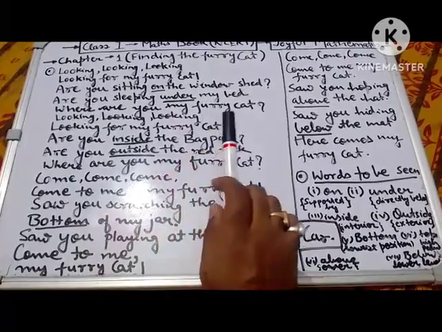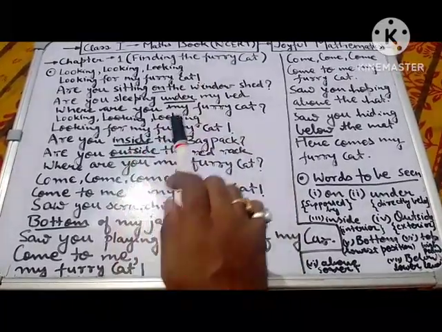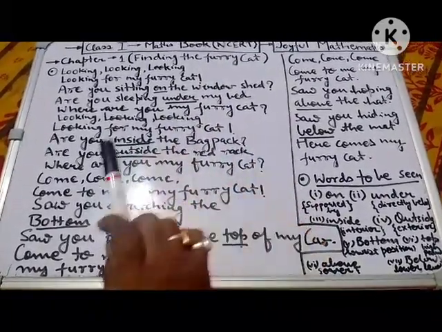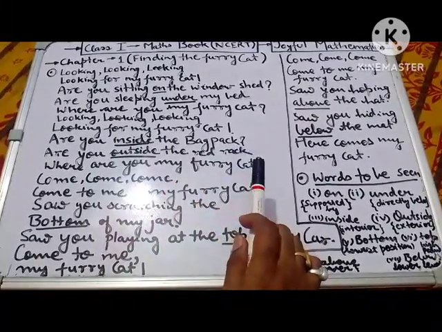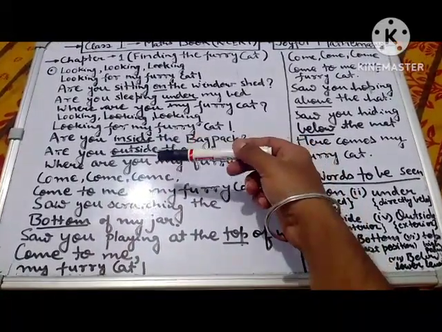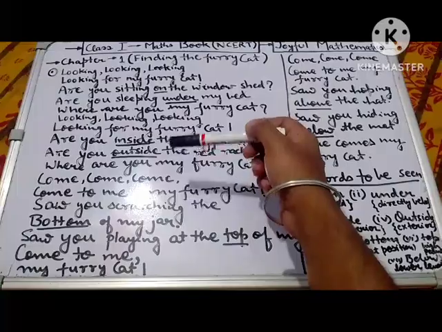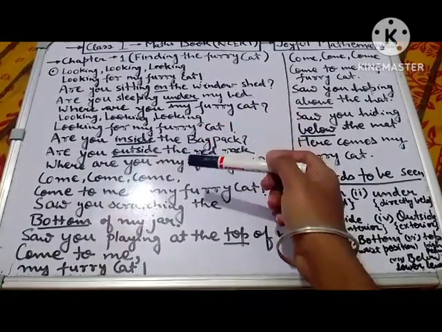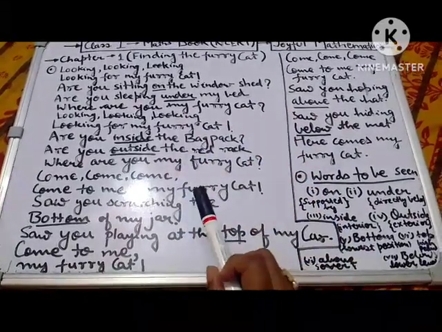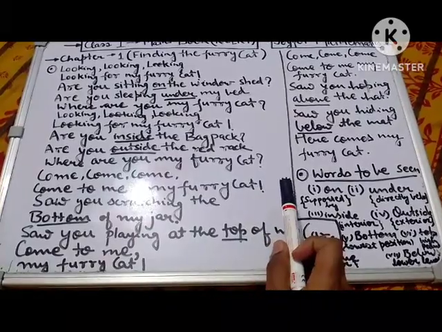Looking for my furry cat. Are you inside the backpack? Are you outside the red rack? So here two words again have been underlined by the book, which are inside and outside. Where are you, my furry cat?